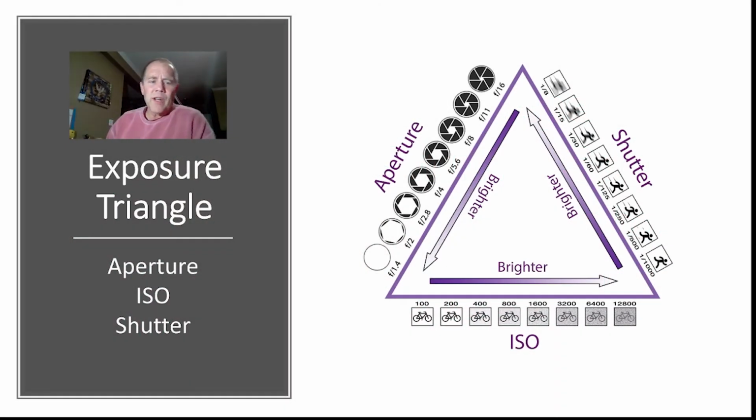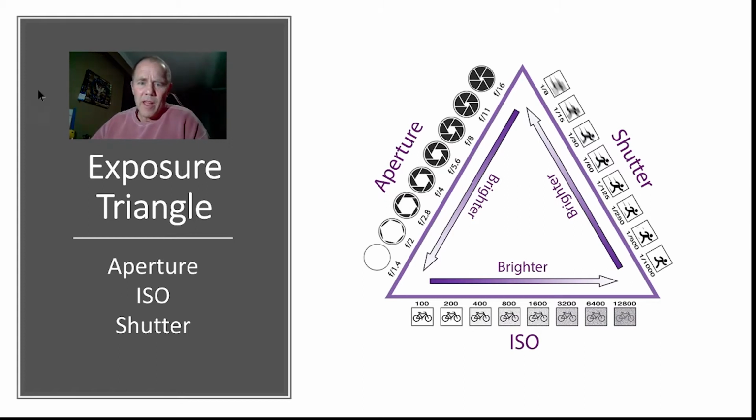Exposure triangle, aperture, ISO, and shutter in about 2 minutes. Starting with aperture. A large aperture, or a low aperture number like f1.4, means a large opening. That also means more light is going to come into the photo, so it's going to be brighter.